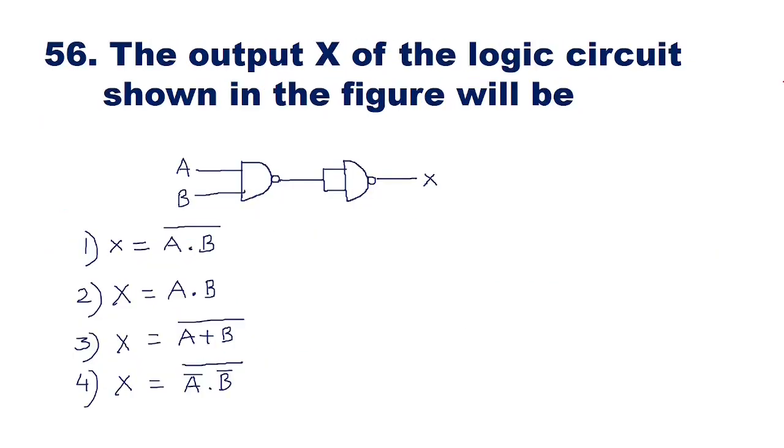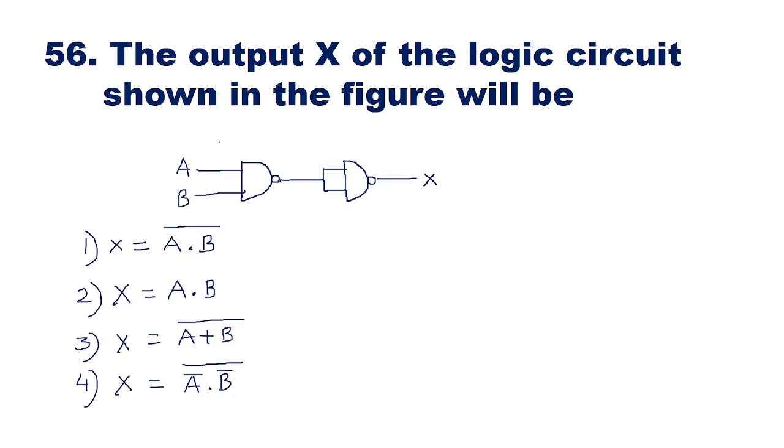Now here in this question it is asked: the output X of the logic circuit shown in the figure will be what? If you see this figure, A and B are the two inputs, and we have a NAND gate, and after that again we have a NAND gate, and there is an output.